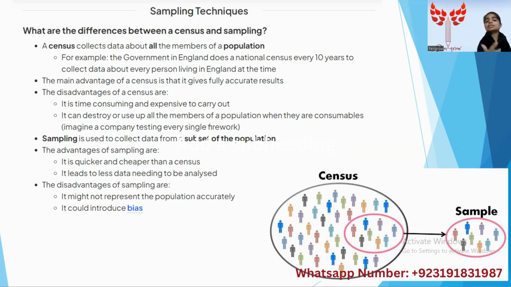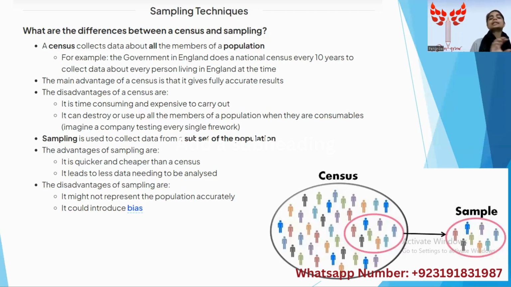But the disadvantage is, as we discussed, it is time consuming, it is expensive, and it can destroy or use up all the members of the population. In the case of bulbs, we saw that. Imagine a company testing every single firework, right? Or imagine a manager testing every single bulb. That would be the same kind of example. So in that case, sampling comes into action.